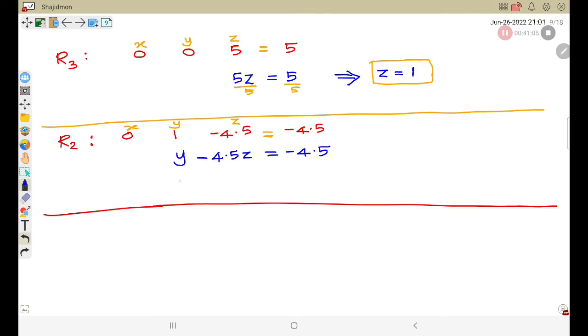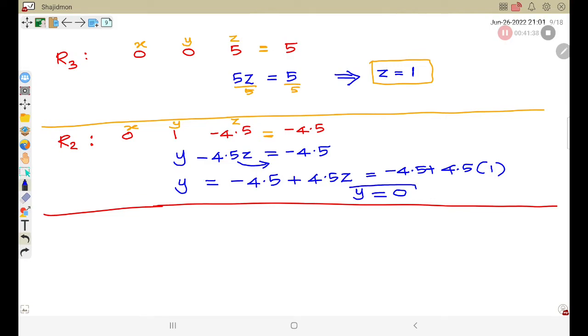Okay, now from this, y equals, how can we write y? Minus 4.5. This minus 4.5 z, take to the next side, so plus 4.5 multiply z. Okay, now the z number you can substitute, that is minus 4.5 plus 4.5 multiply z, the z number is 1, which we got just before. So we will get the y number. So what is the y number we are getting? Equals 0. So y equals 0. So the second answer we got, y equals 0.